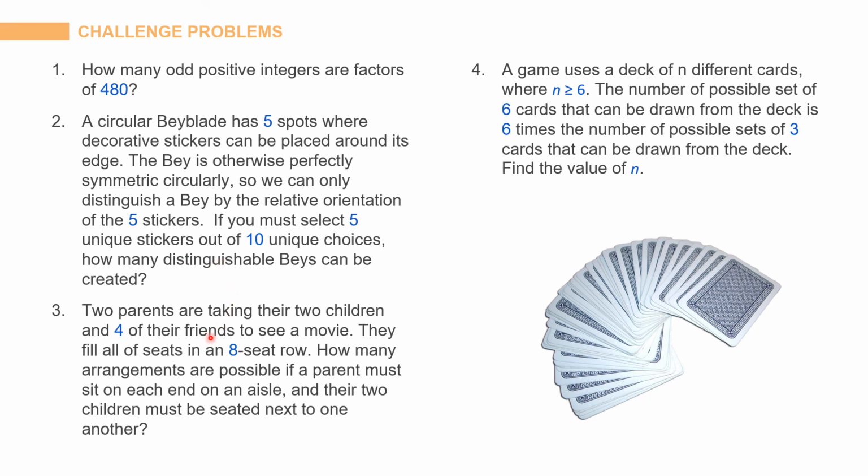3, 2 parents are taking 2 children and 4 of their friends to see a movie. They fill out all seats in an 8-seat row. How many arrangements are possible if a parent must sit on each end of an aisle and their 2 children must be seated next to one another?